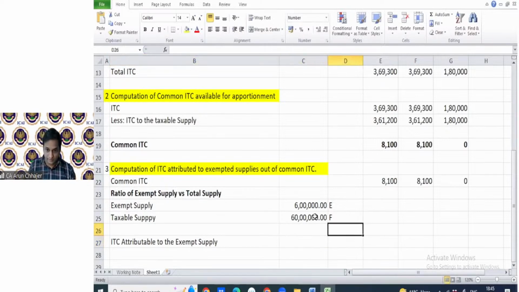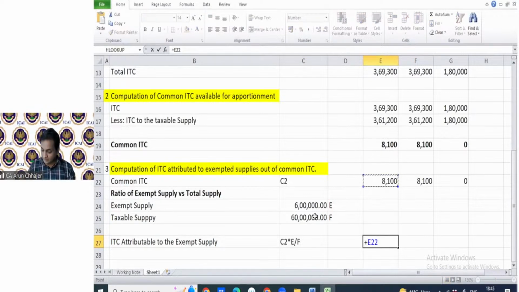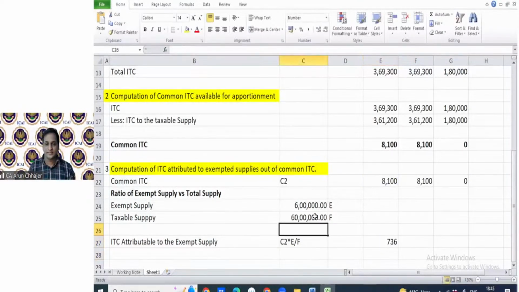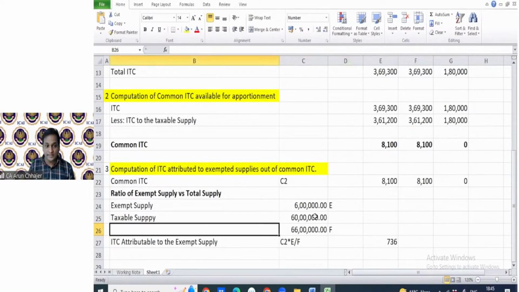So you remember, this is nothing but the C2, and the formula says C2 multiplied by E divided by F. So I can say 8100 multiplied by 6 divided by 66. F is the total supplies, sorry, F is the total supply. So 6 by 66 is the ratio which I have to apply.